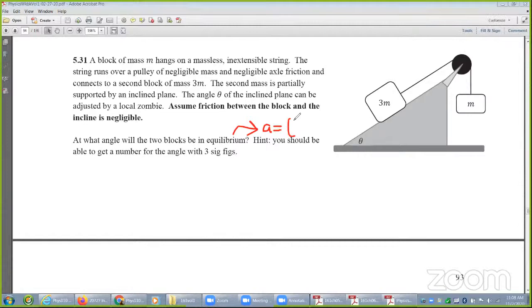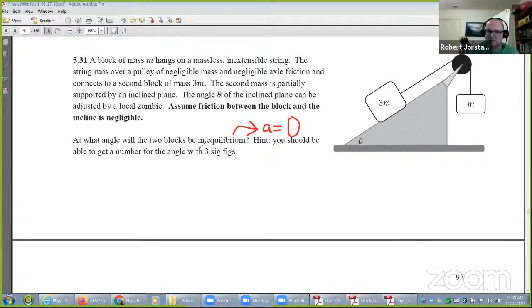Zero. So that's another way you could view equilibrium. This is a key word. If you see this in a physics question on your quiz, you're supposed to know: equilibrium, ding ding ding, forces balance. That means a equals zero. So basically we're asking, at what angle will a equal zero?